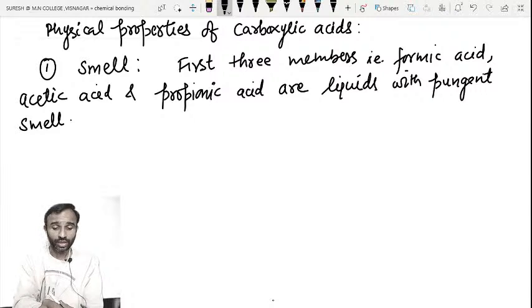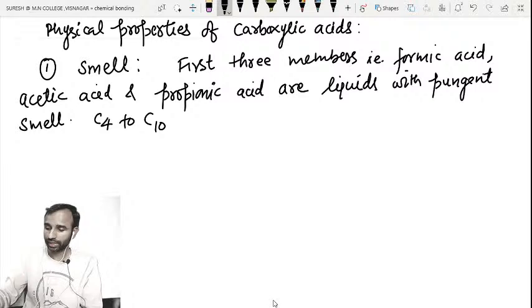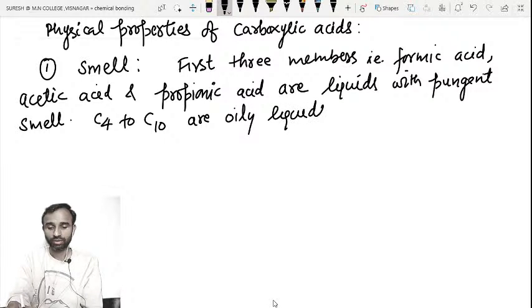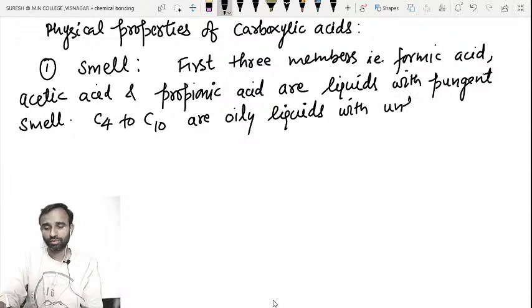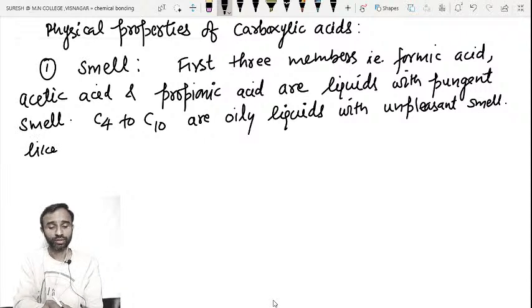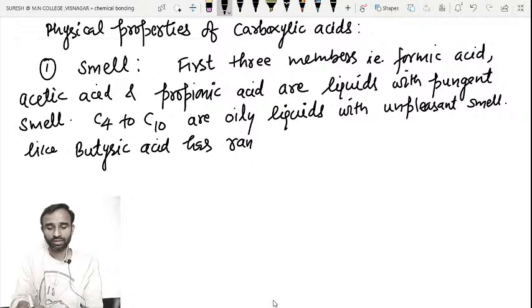Yes. And next, C4 to C10 are oily liquids with unpleasant smell, like butanoic acid, also called butyric acid, which has a rancid butter type smell.